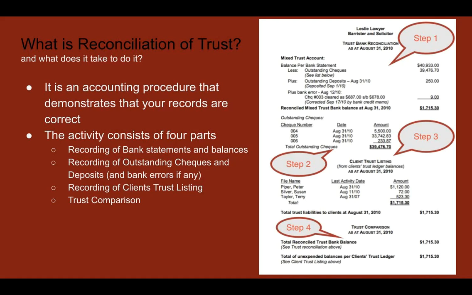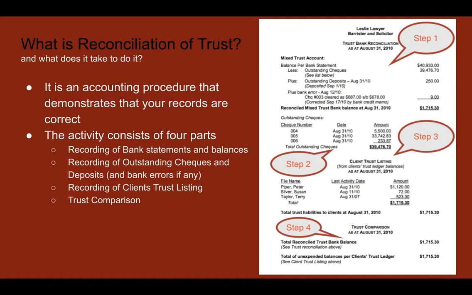And step number 3 is the client's trust listing. While you arrive at the reconciled balance, it gives you the total. Let's say, for example, as you all see on the screen in front of your computer, that there is this $1,715.30 as reconciled trust balance, which means that is all that you're holding in trust now, as on 31st of August. And the trust listing provides you the breakup for that amount.